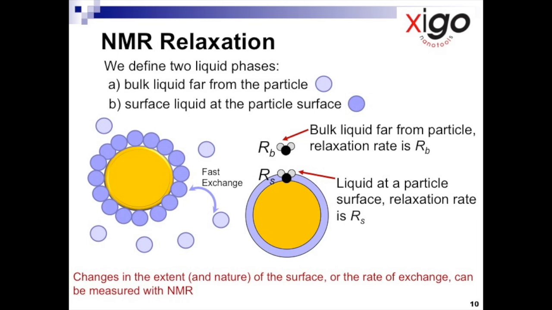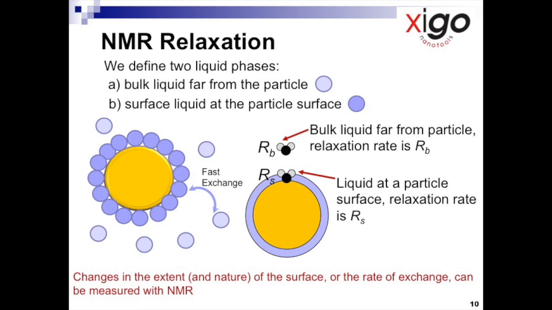We can define two liquid domains: liquid on the surface of a particle, bound liquid, and liquid far away from the particle surface, bulk liquid. When a liquid molecule adsorbs to a particle surface, in other words, wets the surface, its rotational and translational motion is restricted, and so the bound liquid molecules, shown here in darker blue, relax much more quickly, on the order of 0.5 to 2 milliseconds, much more quickly than the free liquid molecules that are far away from the particle, shown here in light blue.